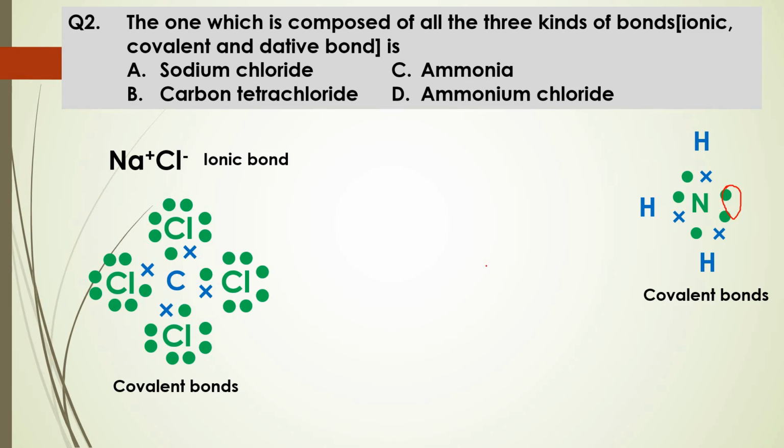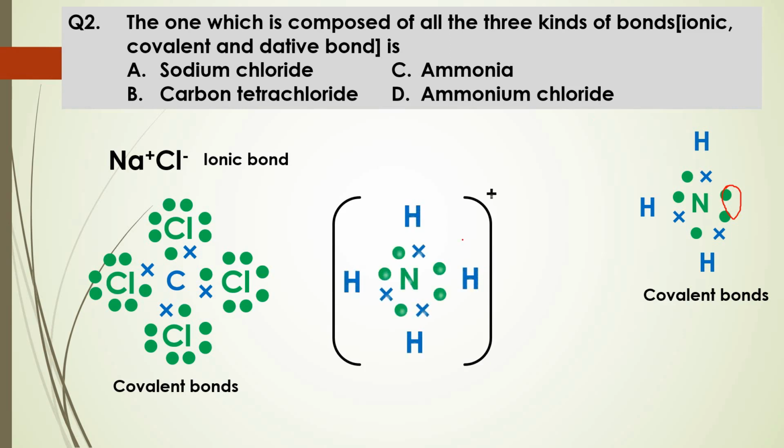Now let's come to option D, ammonium chloride. So this is the ammonium ion. In the ammonium ion we just learned that there are how many types of bonds? Covalent bonds and coordinate bond. This is in the ammonium ion. Until now it doesn't have ionic bond, but here we are given ammonium chloride. So this is just the structure of ammonium. Chloride means chlorine having negative charge.